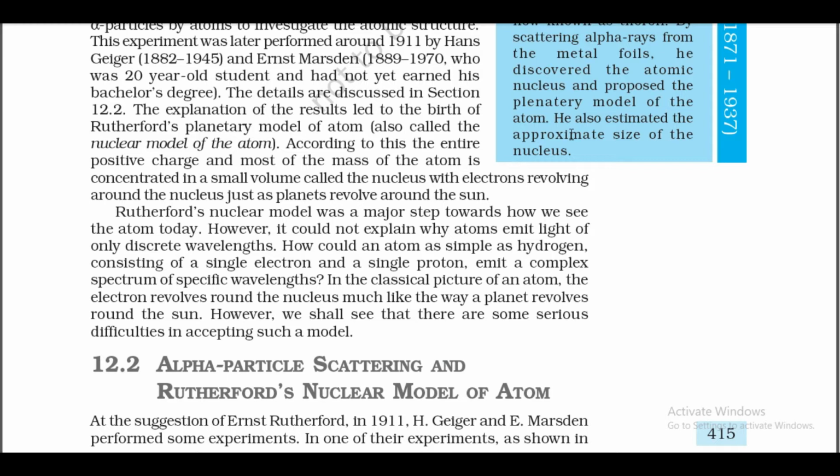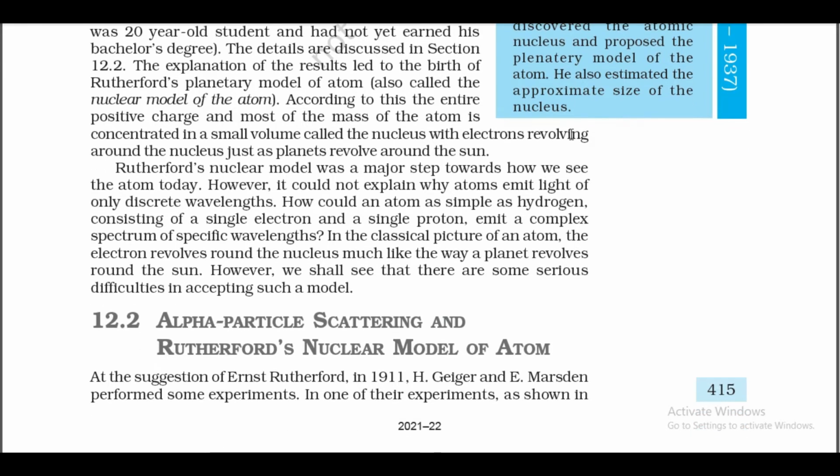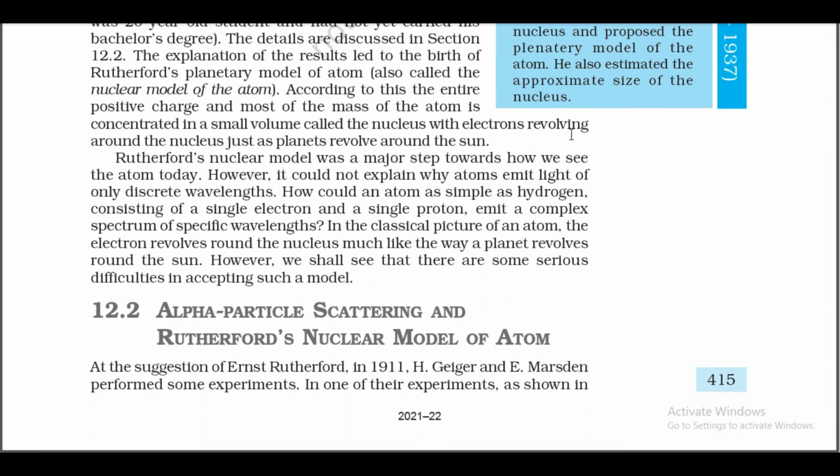How could an atom as simple as hydrogen, consisting of a single electron and a single proton, emit a complex spectrum of specific wavelengths? In the classical picture of an atom, the electron revolves round the nucleus much like the way a planet revolves around the sun. However, we shall see that there are some serious difficulties in accepting such a model.